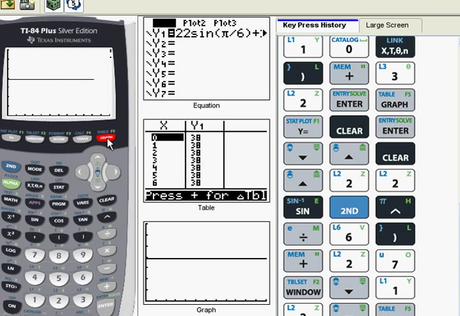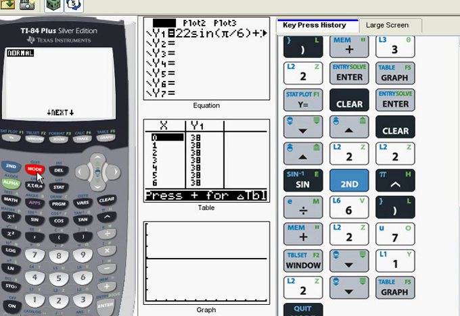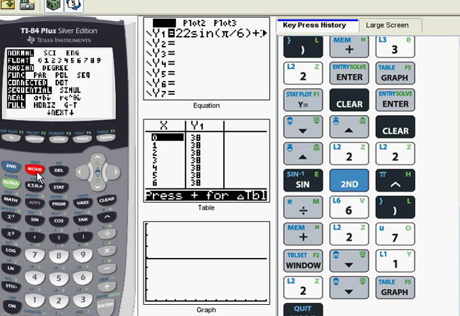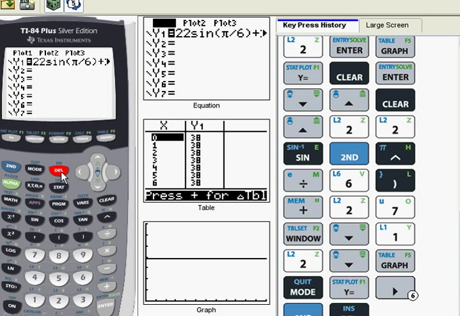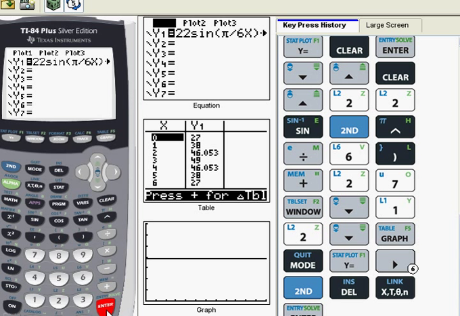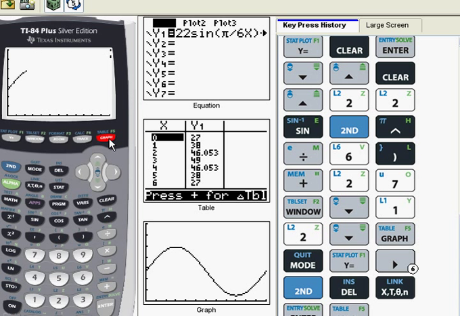Okay, I can't really see it. Let's check my mode, make sure my mode is correct. I'm in radian mode. Let's go back to y equals. Yep, I see my mistake. It's a popular mistake. I forgot to put times x in here. I've got to put my variables: second, insert, x. Okay, that's better. I'll hit enter, and now we'll graph it.